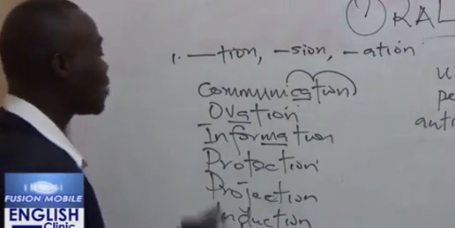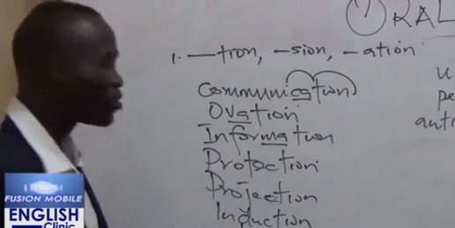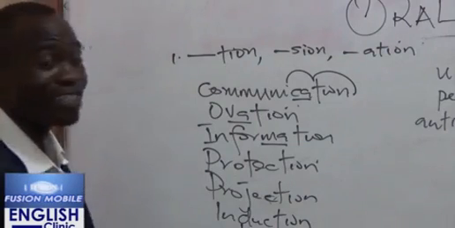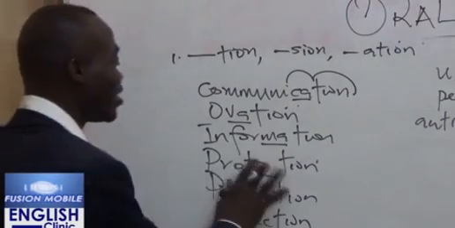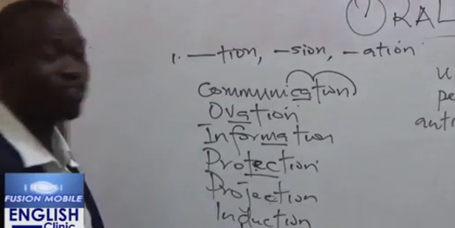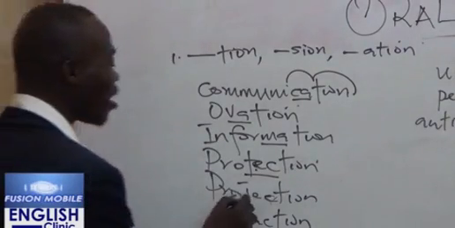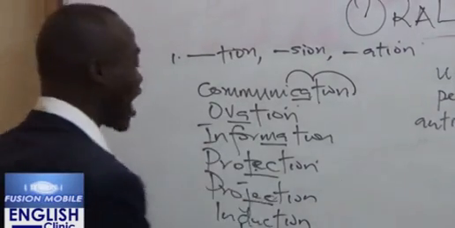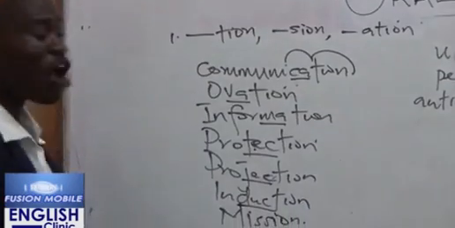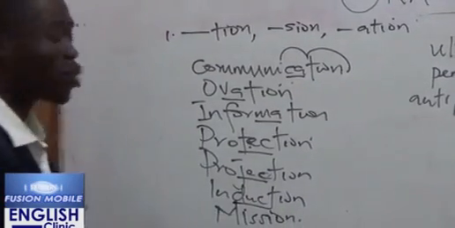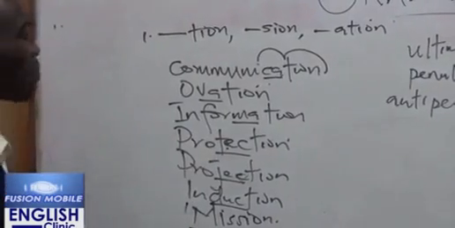That is information. In the other example, we have protection. We have three syllables there. The second from the last syllable is tec. That is T-E-C. And that's what is stressed. Protection. In the other one we have projection. In the next one you have induction. In the last word we have just two syllables, and the first syllable is stressed. That is mission.